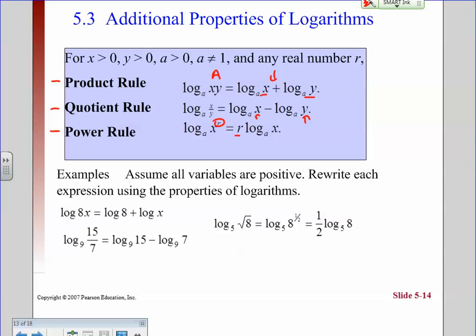And they give some examples down here on the bottom. Log of 8 times x is the same as log of 8 plus log of x. Remember, we don't see the number down there, that's base 10. They put the base 9 here, but it doesn't matter what the base is. It still works the same way no matter what the base. So the division problem, log of 9, 15 minus 7. The power rule, we have the square root of 8 can be written as 8 to the 1/2 power, so we can take that 1/2 and put it in front of the log of 5 to the 8.